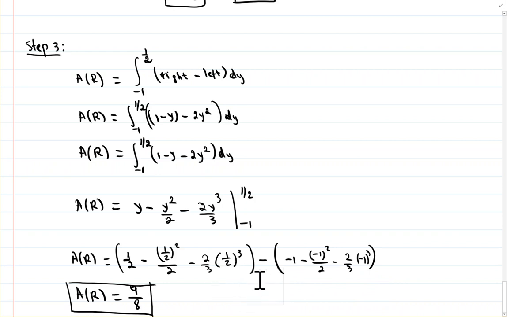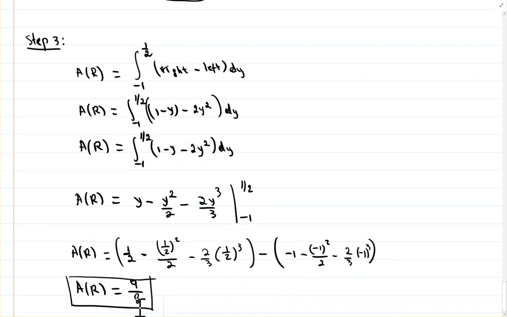So when you take the difference of the two, you're going to end up with 9 over 8 as your final answer. So the area of that region is 9/8.